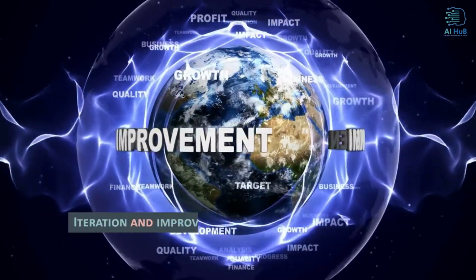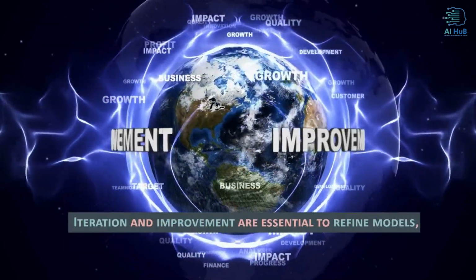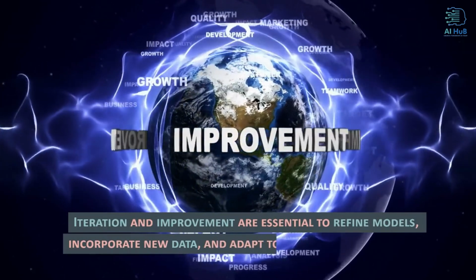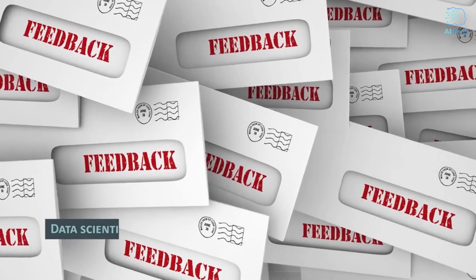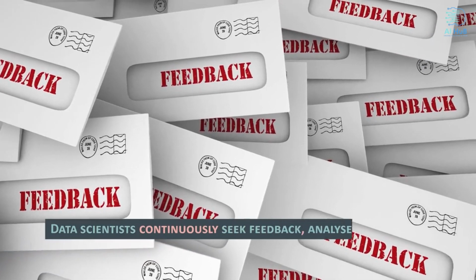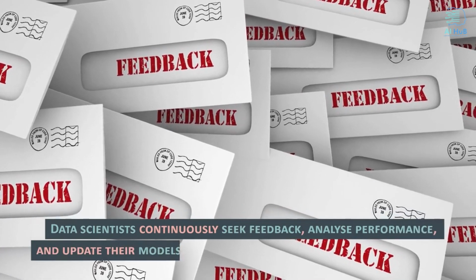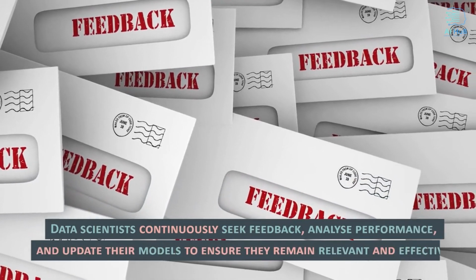Step 9. Iteration and improvement. Iteration and improvement are essential to refine models, incorporate new data, and adapt to changing requirements. Data scientists continuously seek feedback, analyze performance, and update their models to ensure they remain relevant and effective.